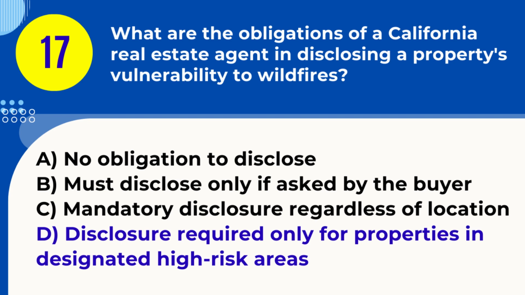Answer. D. Disclosure required only for properties in designated high-risk areas. Explanation. In California, real estate agents are obligated to disclose a property's vulnerability to wildfires if it is located in designated high-risk areas. This is crucial for informing potential buyers about the potential risks associated with the property.